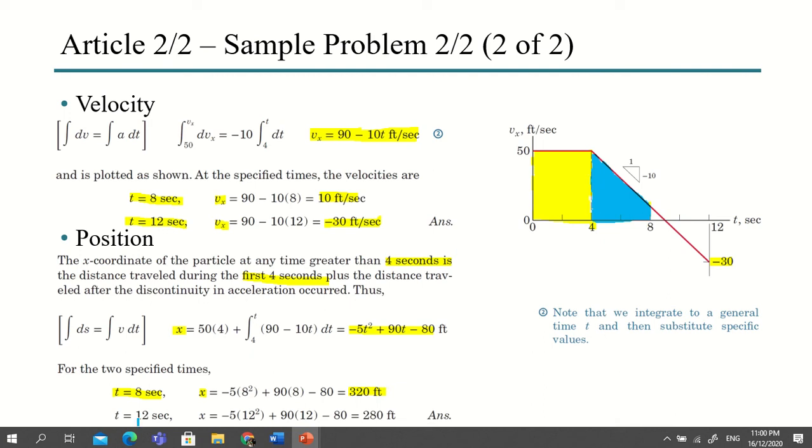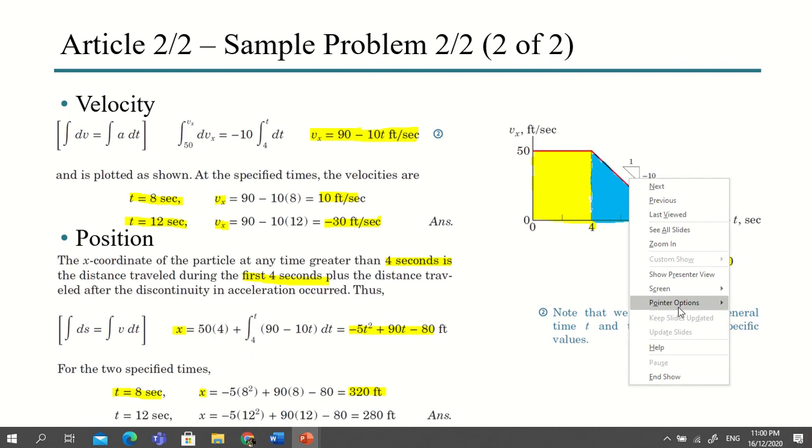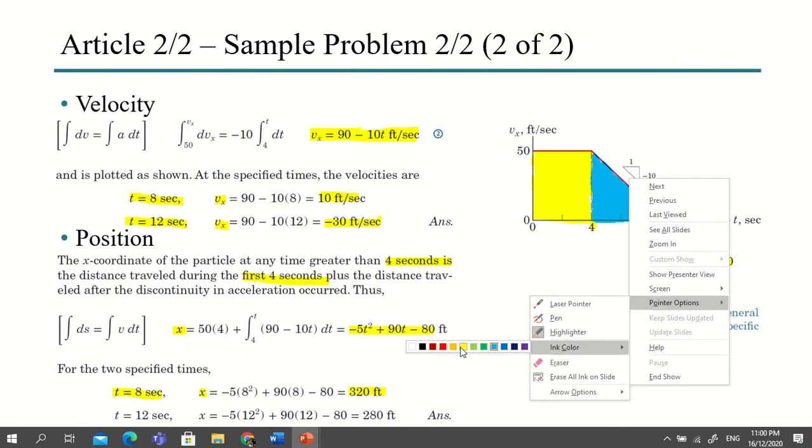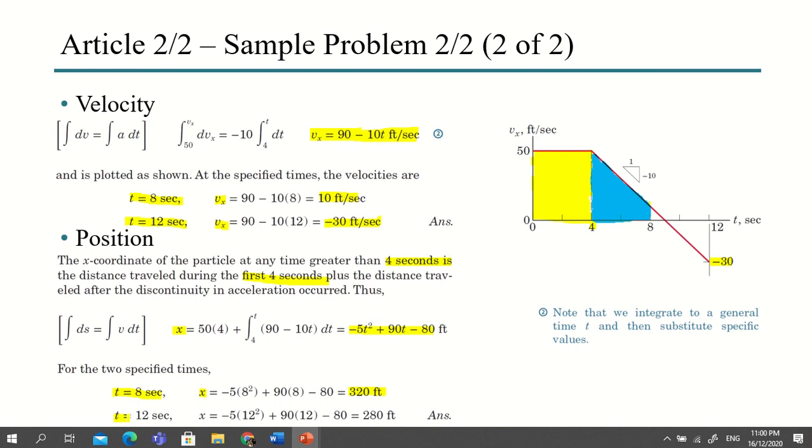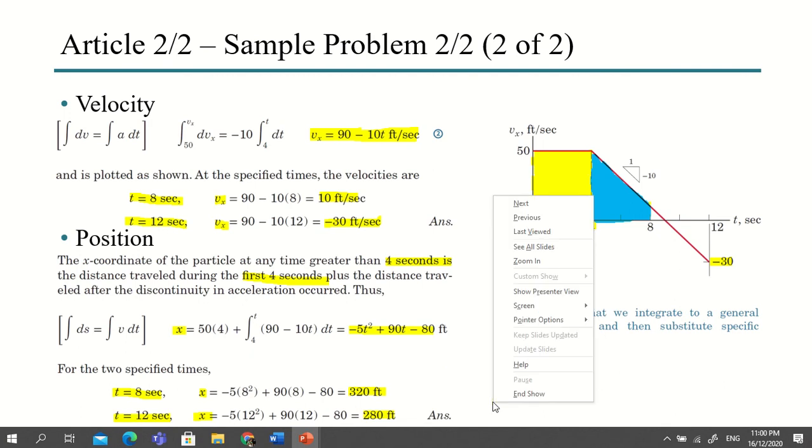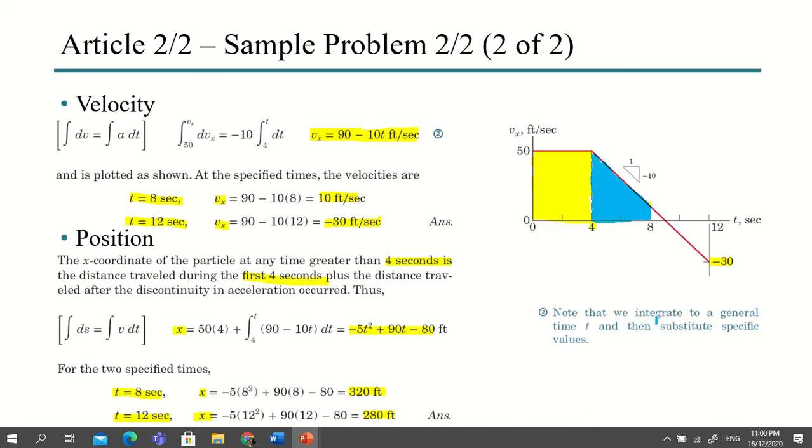All right, now at t equal to 12 seconds, our x here is equal to 280 feet. So meaning from the start up to 12 seconds, we have this area covered already, as well as this one.